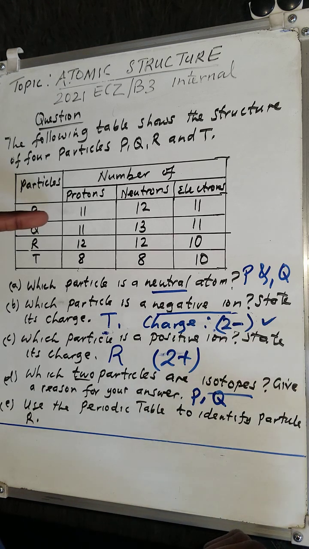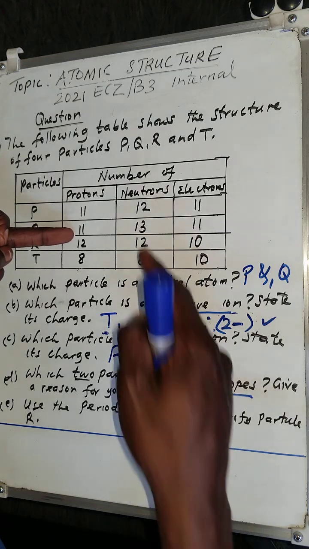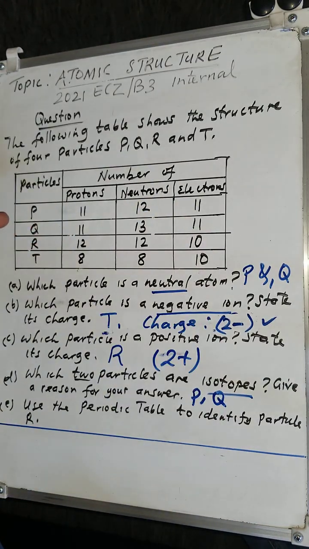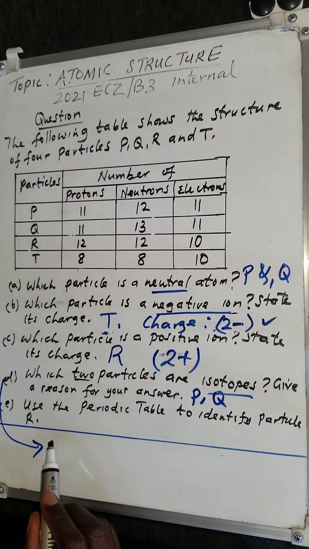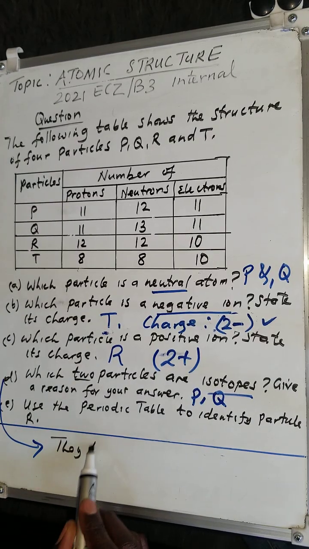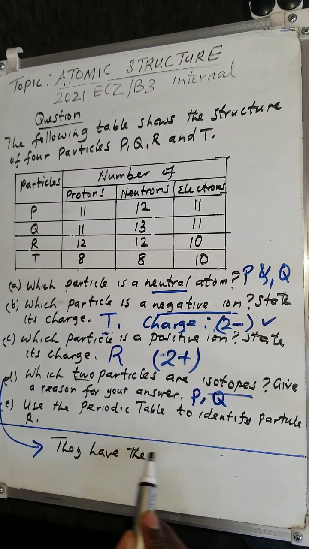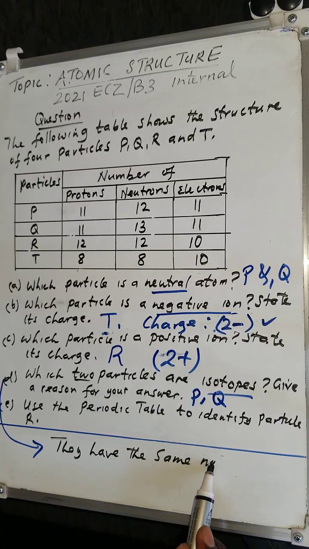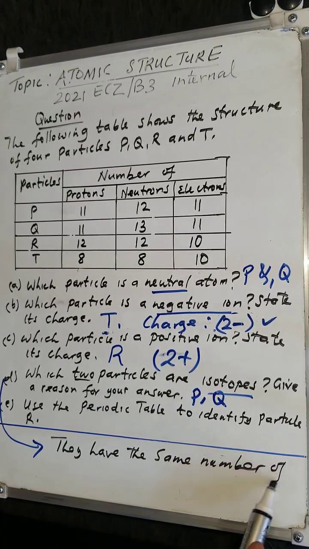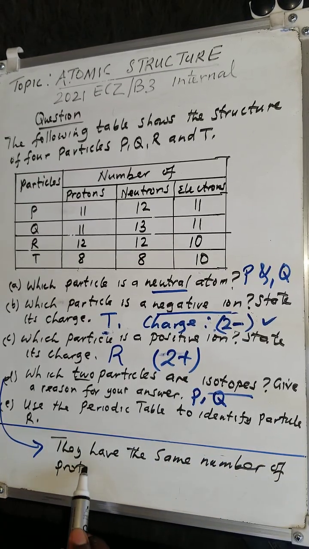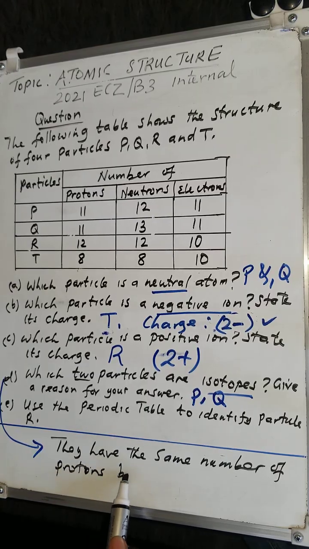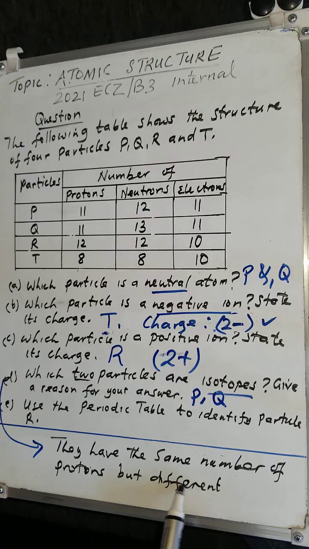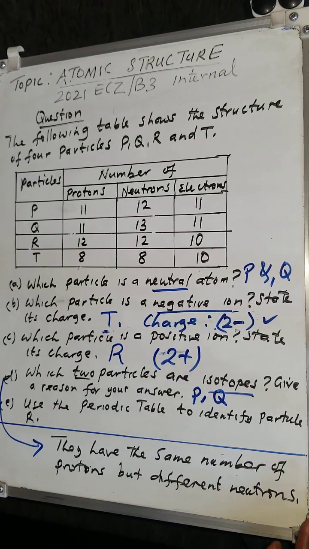The reason is very simple. They have the same number of protons but a different number of what? A different number of neutrons. So here you could have said, they have the same number of protons but different neutrons. So that's the reason that you could have given there.